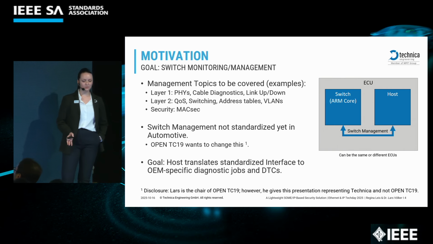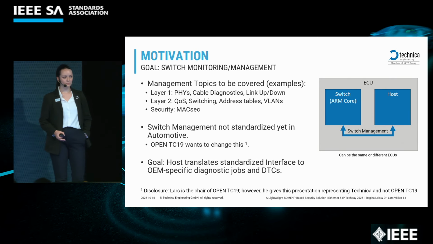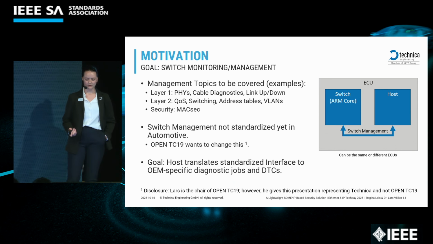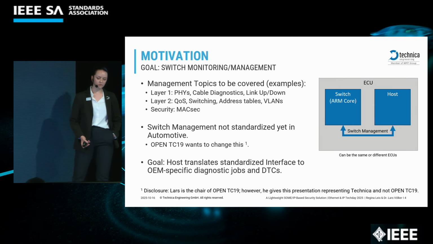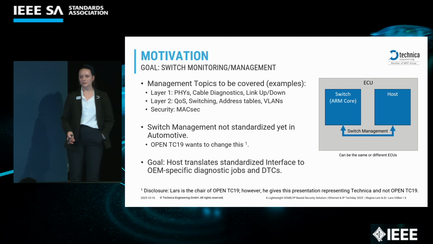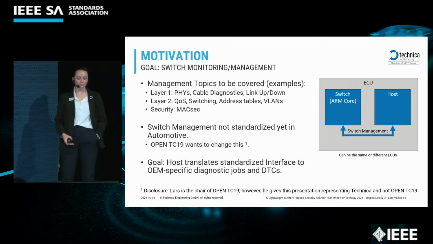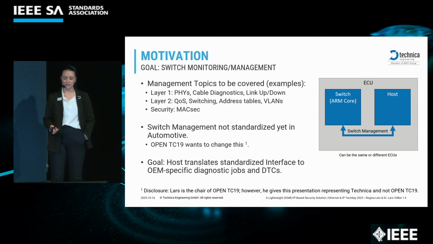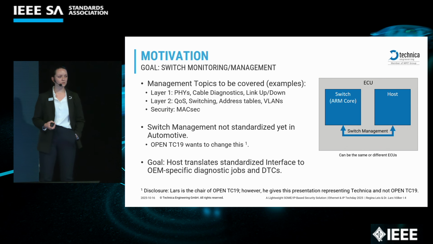On the right side, you can see a typical ECU with an Ethernet switch and a host controller. Both of them need to communicate with each other to manage or monitor the switch. Let's call this connection the switch management interface. Over this interface, we have different topics that could be covered, for example cable diagnostics, link up of the ports, drop counters or address table, changing the VLAN configuration or just reading it. And for security, we might want to activate MACsec or install some keys inside of the switch.